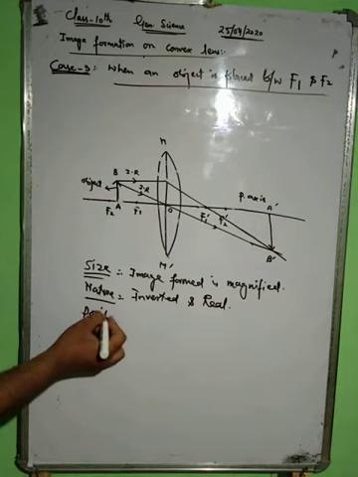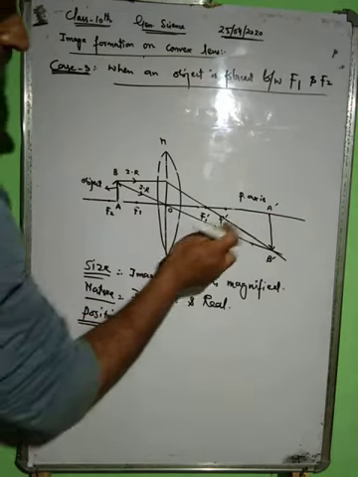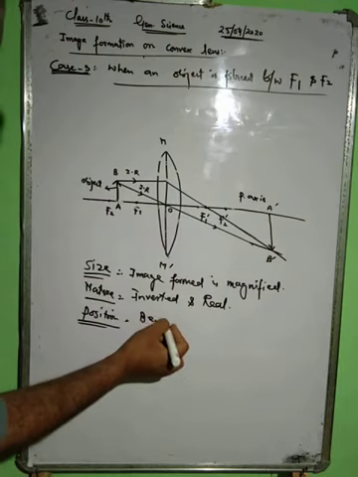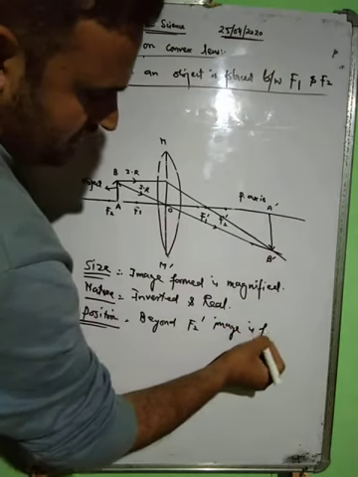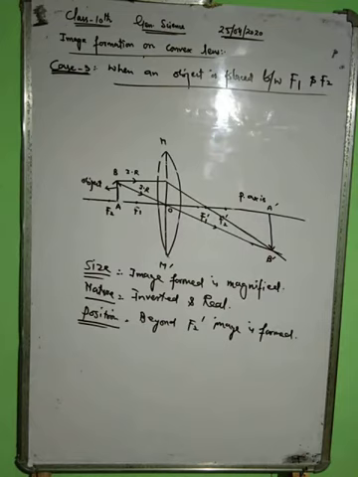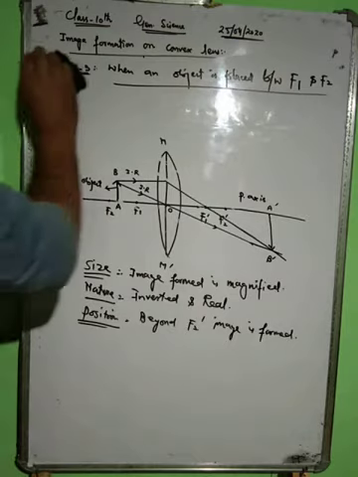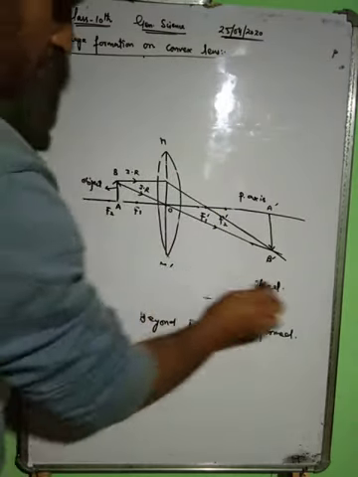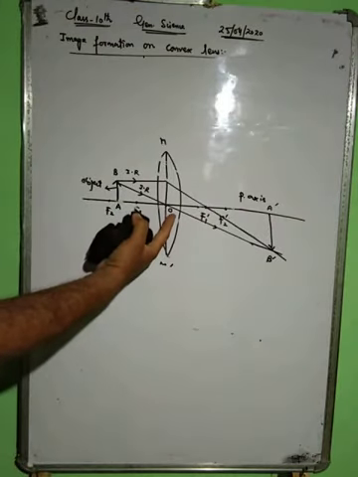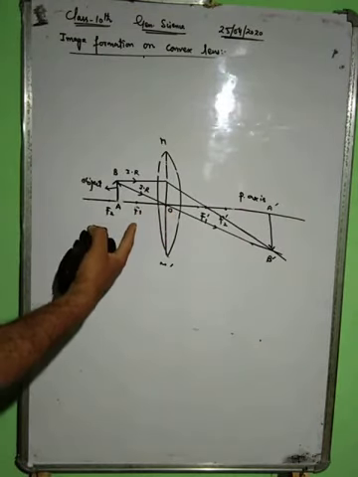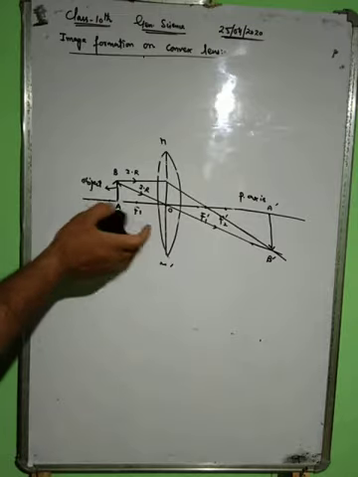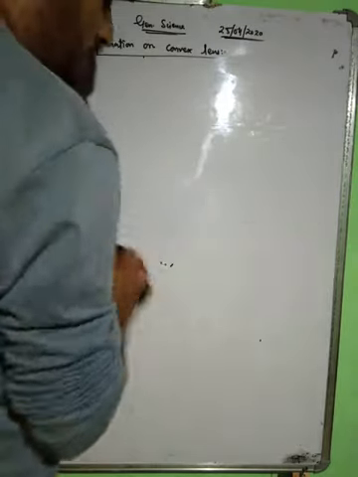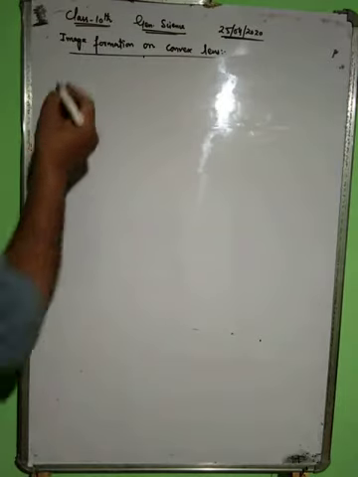उसके बाद position कहाँ पे बन गई बेटा इमेज? F2 dash से पीछे तो यू लिखेंगे हम, image is formed beyond F2 dash. So this was the third case to explain the formation of image on convex lens. Now तीन position बेटा हमने यहाँ पे explain किए. When object is placed between optical center and F1, when object is placed at F1, when object is placed between F1 and F2. Now the case number fourth, that is when an object is placed at F2.